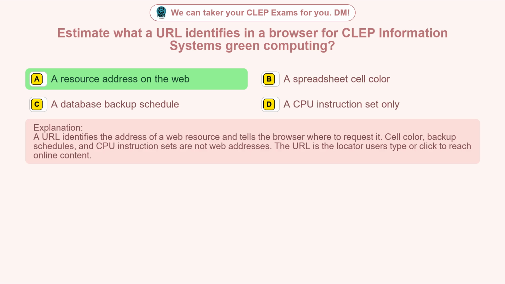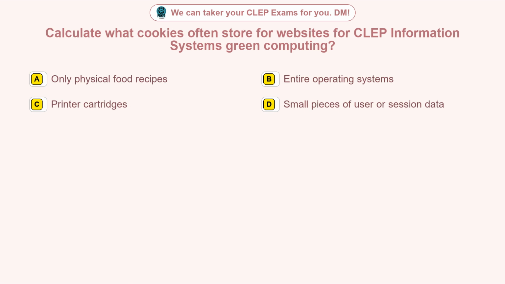A URL identifies the address of a web resource and tells the browser where to request it. Cell color, backup schedules, and CPU instruction sets are not web addresses. The URL is the locator users type or click to reach online content. Question 33. Calculate what cookies often store for websites for CLEP Information Systems Green Computing.